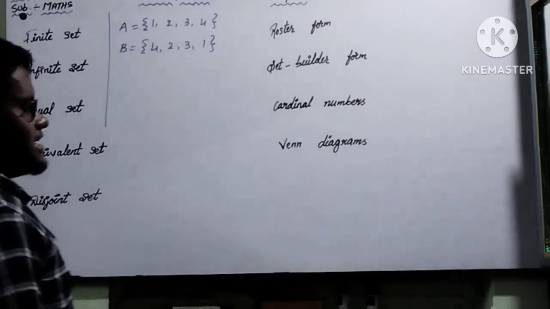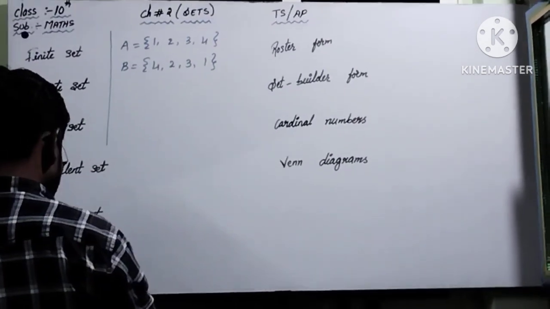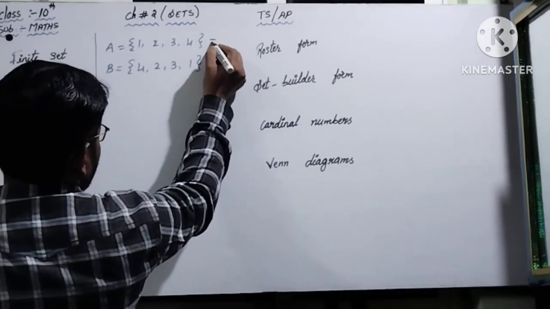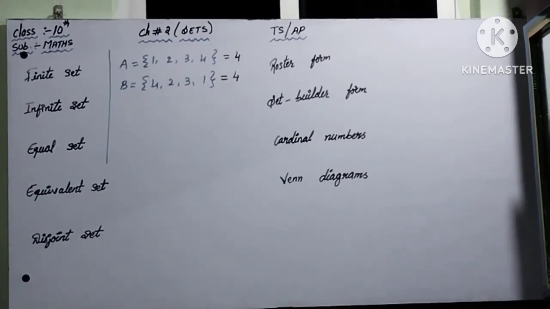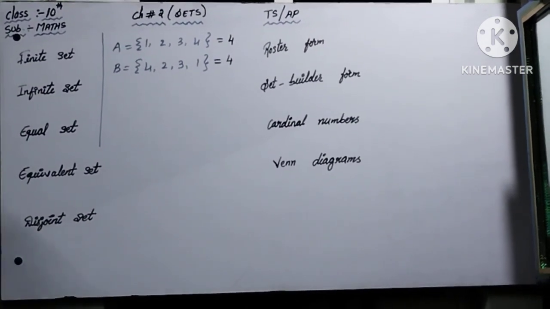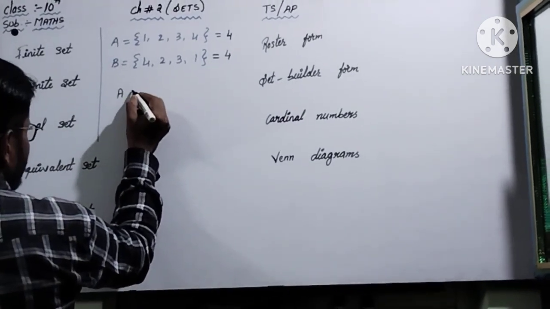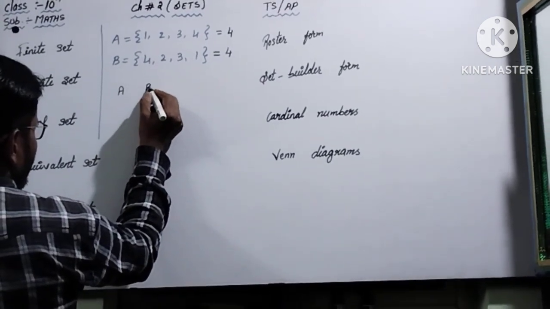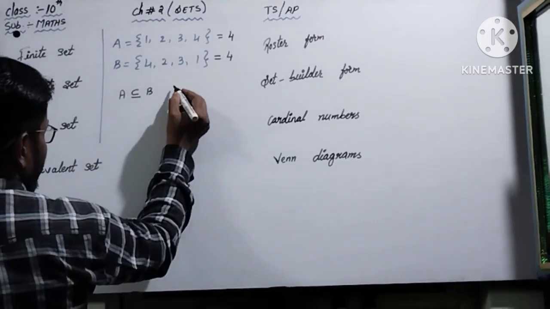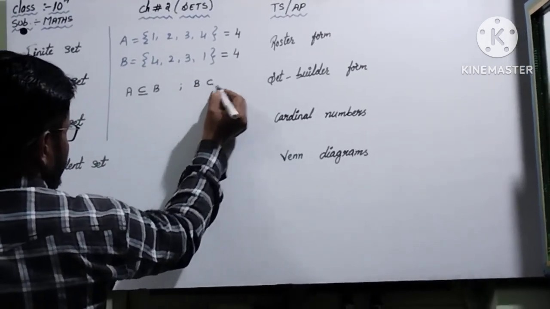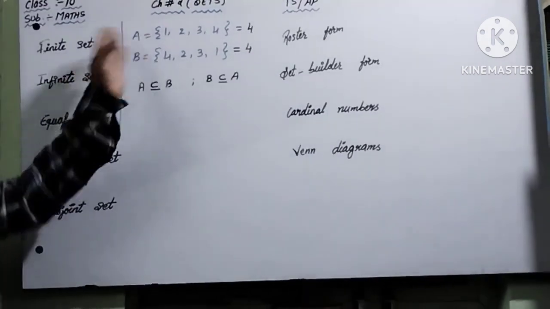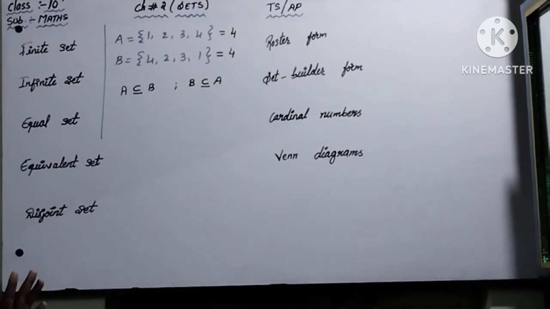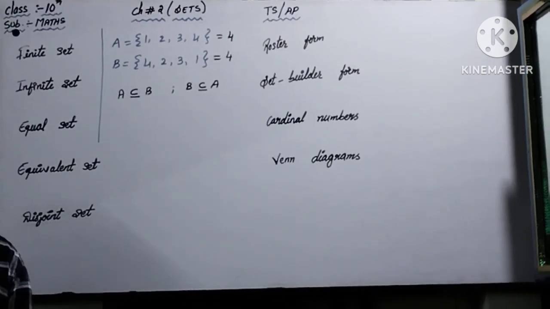How many elements are in set A? Four elements. And how many elements are in set B? Four elements. Both have four elements only. So here A is equal to B; A is a subset of B, and B is a subset of A. Whatever elements are in A, the same elements are in B. Just some numbers are interchanged.